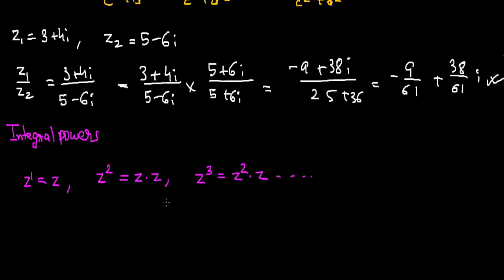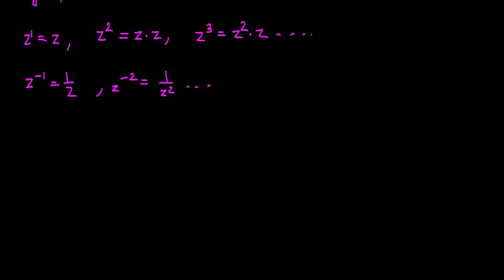And if z is any non-zero complex number, then the negative integral powers of z are defined as shown here. This is how you define the negative powers. And lastly, we have something known as powers of iota.